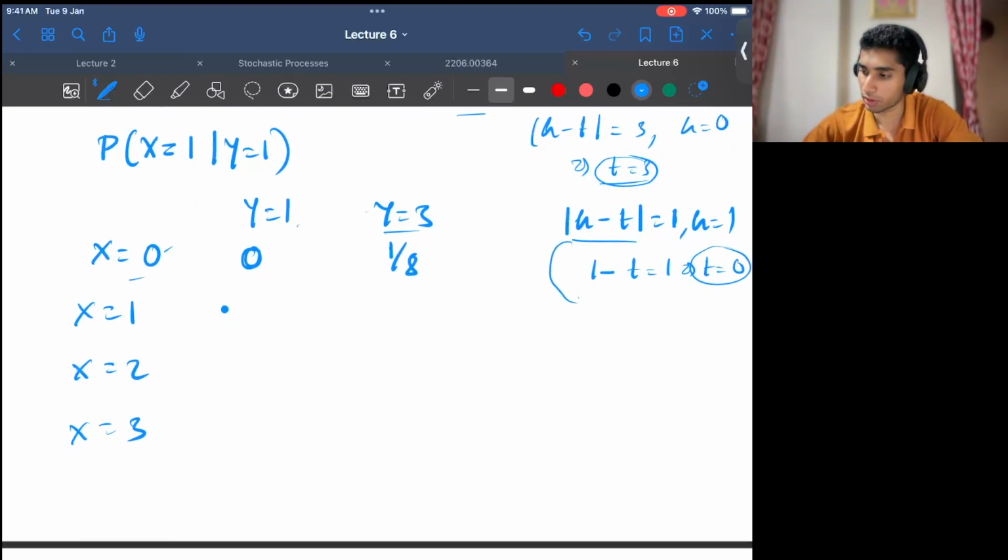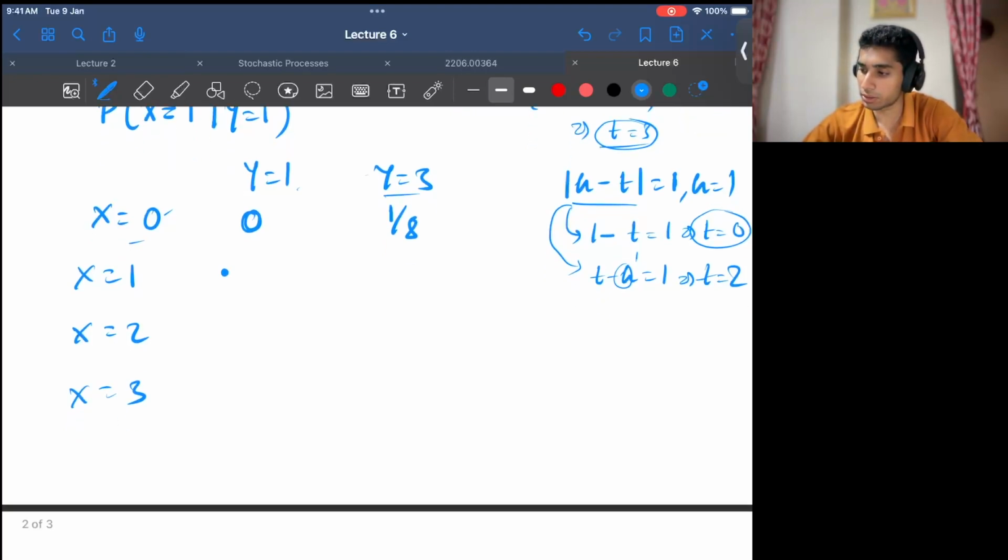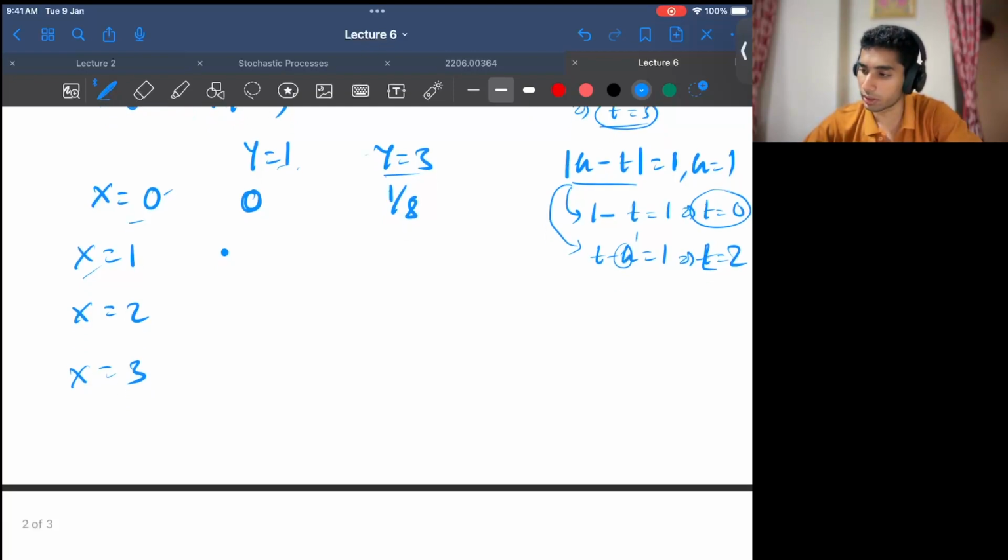So what if the modulus opens as a negative? It will be t minus h is equal to 1, and h is equal to 1 we know. So this implies t is equal to what? 2, right? So if there are two tails and one heads, then this condition is possible, right? X can be equal to 0 and y can be equal to 1. So what is the probability of that?